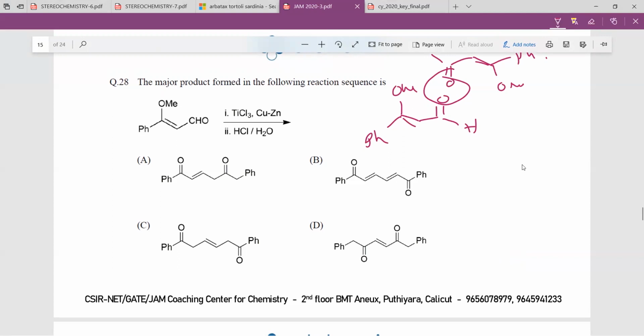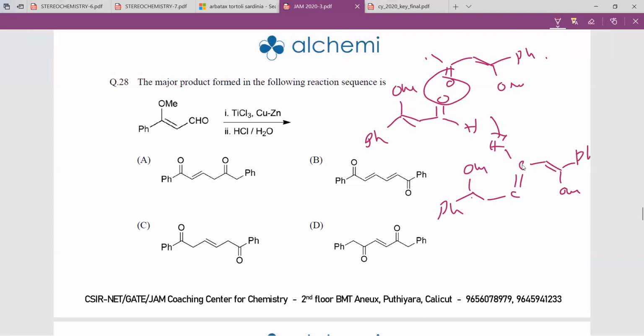So we'll get the product like this. I am writing the first molecule like this: OMe, C double bond C, and it comes this hydrogen, double bond OMe, Ph. Okay, this is the molecule we'll get. And now we are treating this one with HCl and H2O.